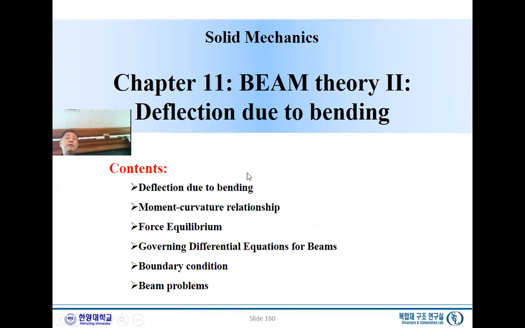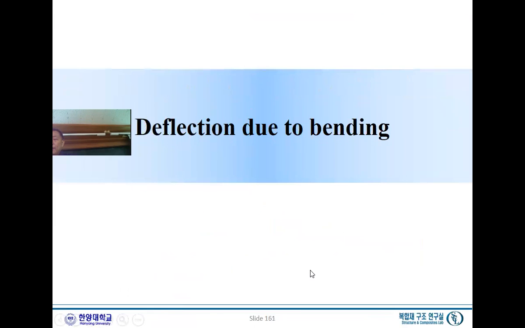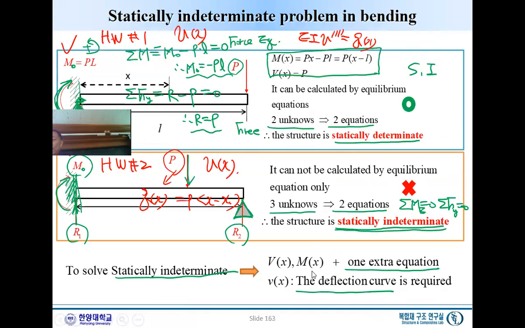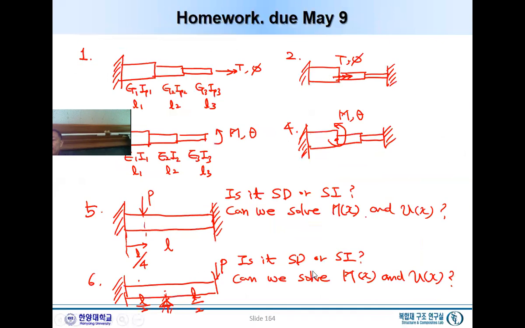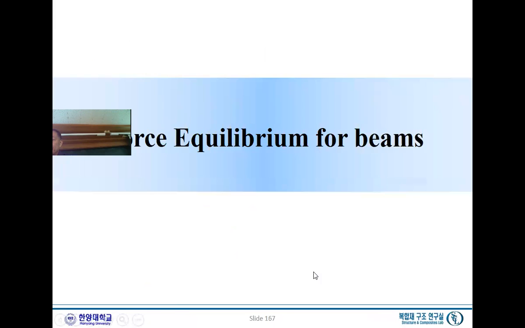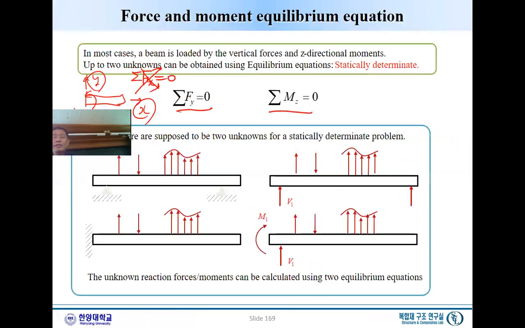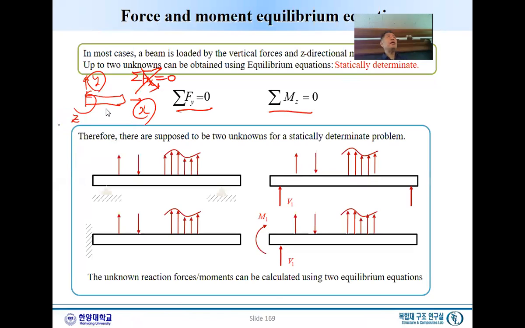Now, chapter 11. Chapter 11 is all about equilibrium. What is the equilibrium? In the shaft, how many equilibrium do we have? Torsion, you only have one equilibrium, right?